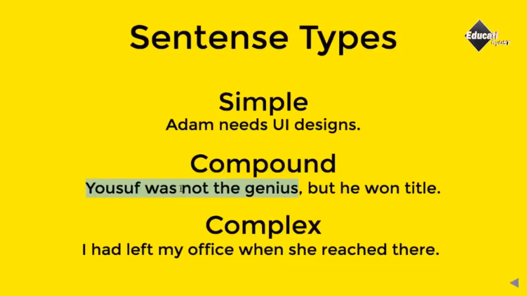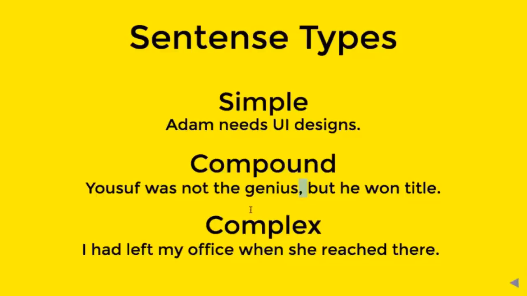Yusuf was not the genius. Yusuf is a subject and he is another subject. So this is an independent clause. He won the title is another independent clause, and they both are joined by a conjunction in front with a comma.